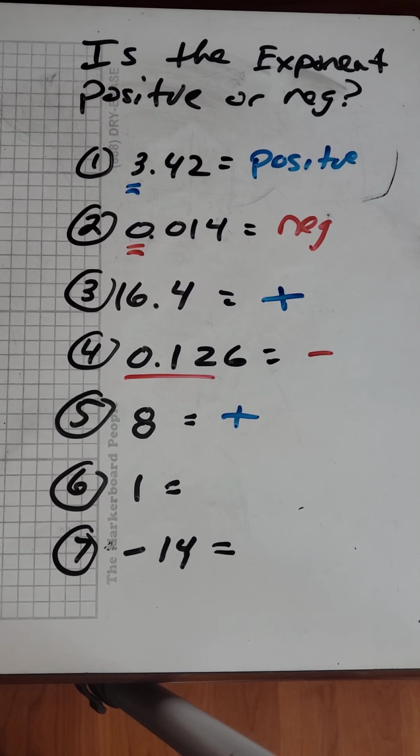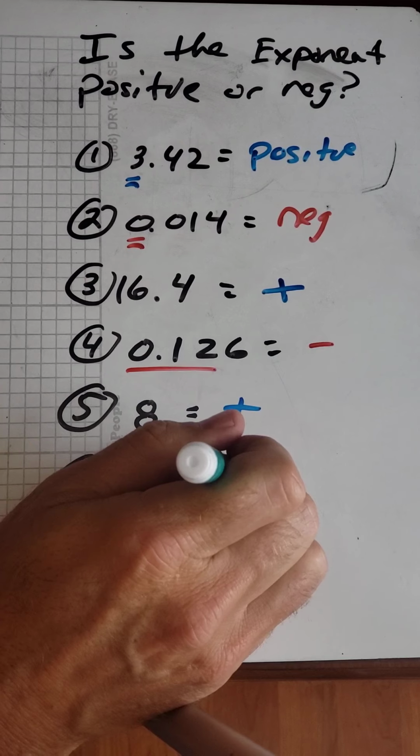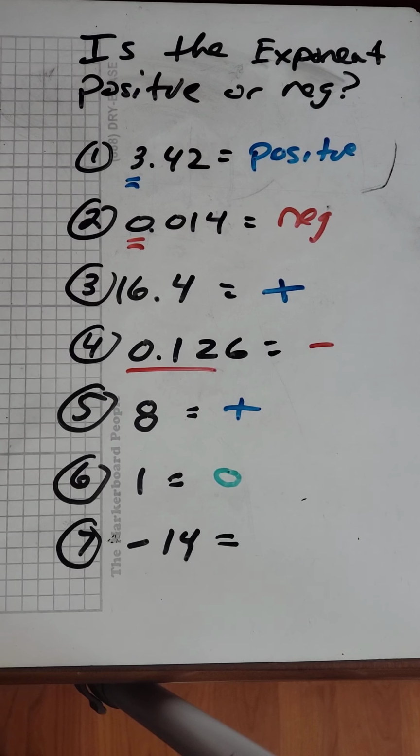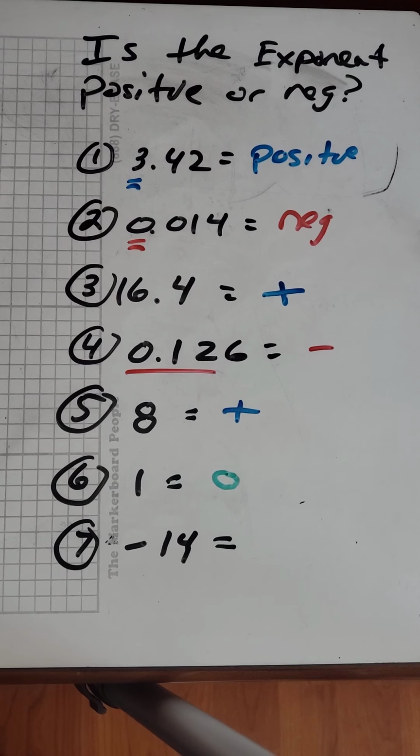The next one is actually going to be equal to 0. It's neither positive or negative. Technically, it could be equal to 1, but it's not going to be bigger or smaller than 1. So it's neither. And how about number 7? Number 7's kind of a tricky one. What's the exponent going to be for number 7?